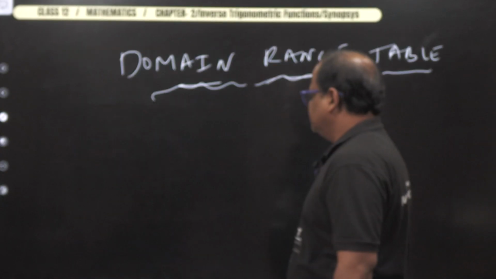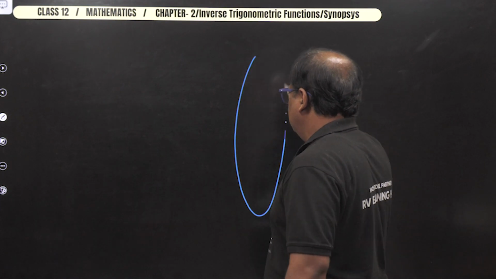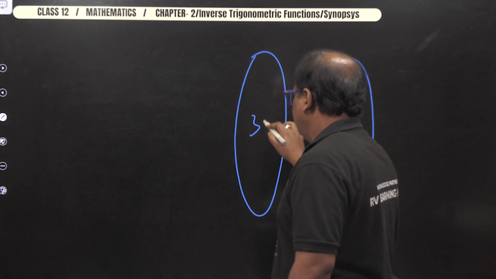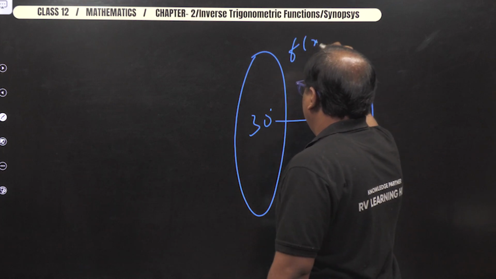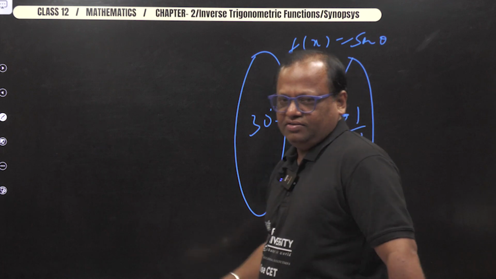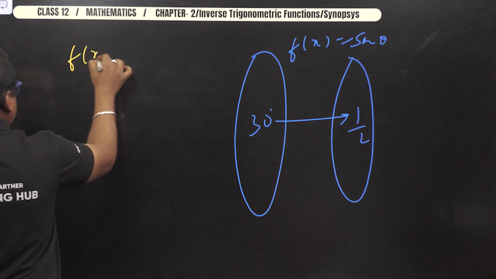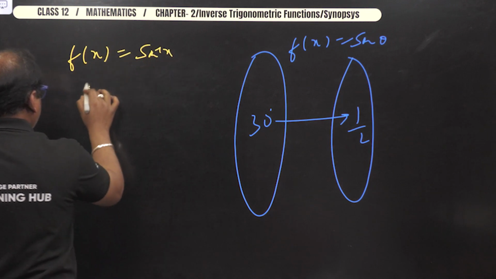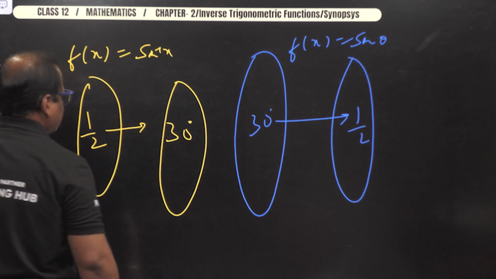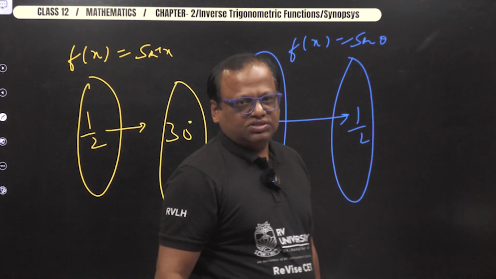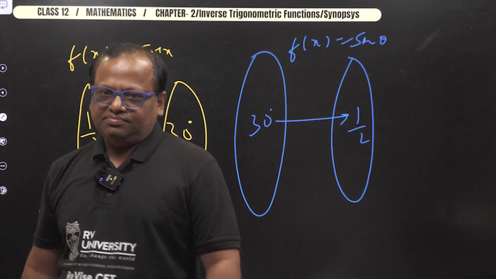So that means whenever we have 30 degree, it is giving me 1 by 2, where f of x equal to sine theta, right? So same thing, whenever we are speaking of f of x is equal to sine inverse of x, we are speaking about 1 by 2 giving me 30 degree or pi by 6. Okay, so this is how an inverse function is defined. Okay, hope you got the fair idea.